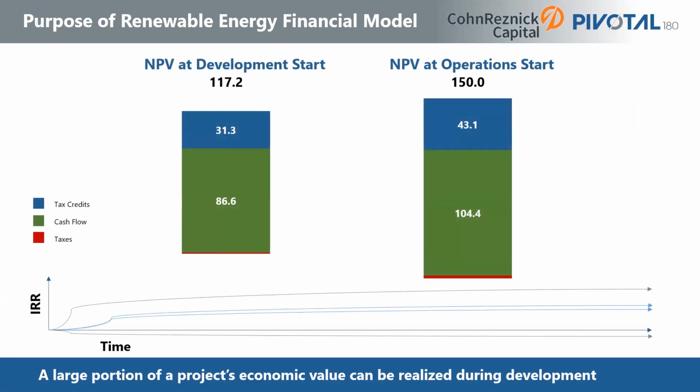When you compare the expected net present value of a project at the start of development with that of a project at the start of operations, it demonstrates that a large portion of a project's economic value can be realized during development. This difference in value is what drives developers into the market at various stages of the development spectrum.